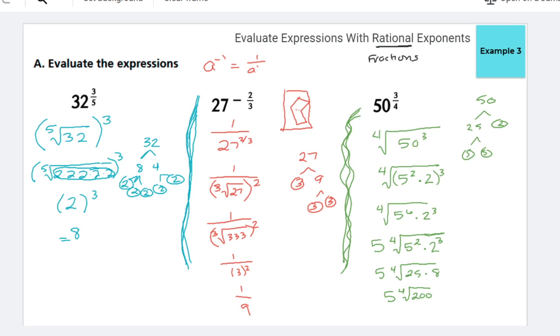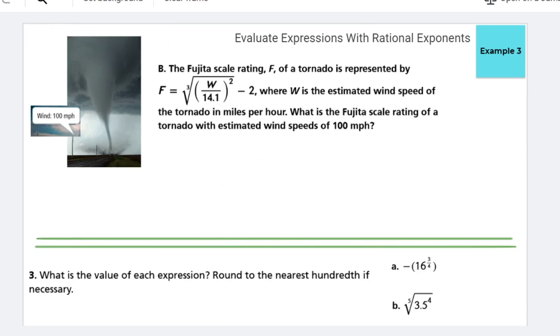Alrighty, so let's look at another one. I think example 3 keeps going. Yeah. So example 3 is talking about the, I don't know how to pronounce that, Fujita scale rating? I don't know what it is. F of a tornado. Alright, so here it is. This ugly formula, where W is the estimated wind speed of the tornado in miles per hour. So they want us to find the scale rating, the F, of a tornado when the W is 100. So they're just saying to plug that in.